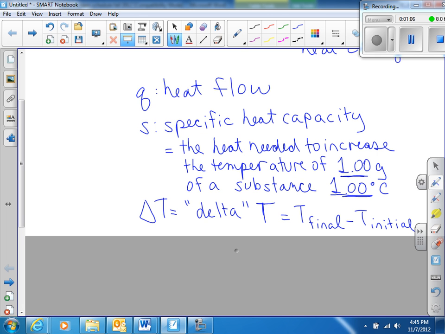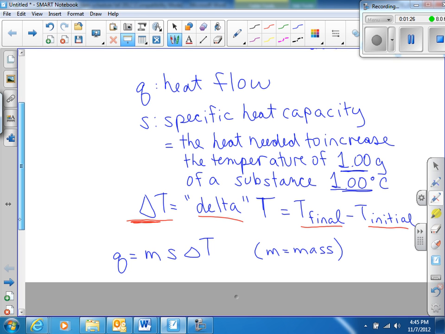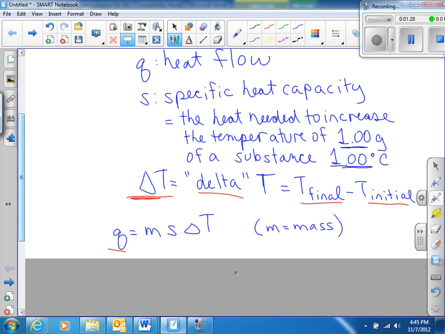And then there is this new symbol, the triangle. Triangle means delta. So this is delta T. Delta T is your final temperature minus your initial temperature. Now we have an equation. Q is ms delta T. So heat flow is equal to the mass of a substance times the specific heat capacity of a substance times the change in temperature of the substance.